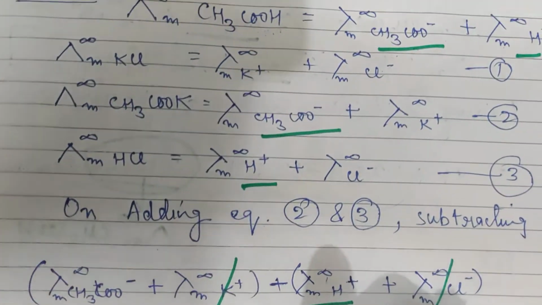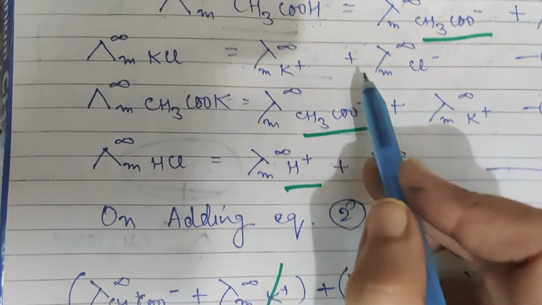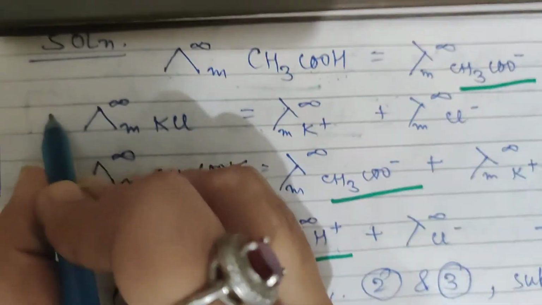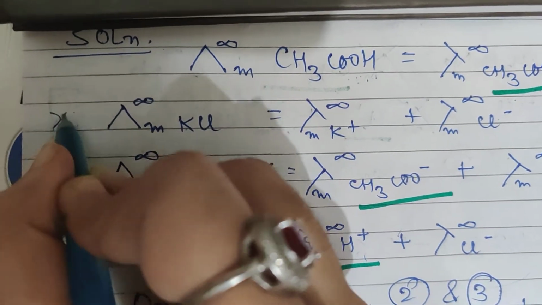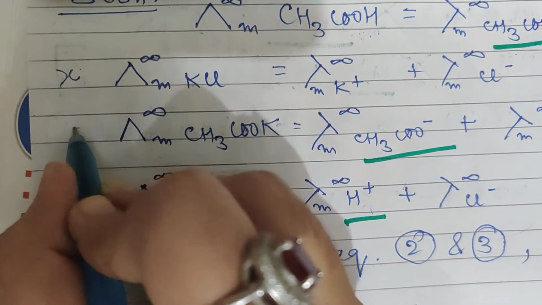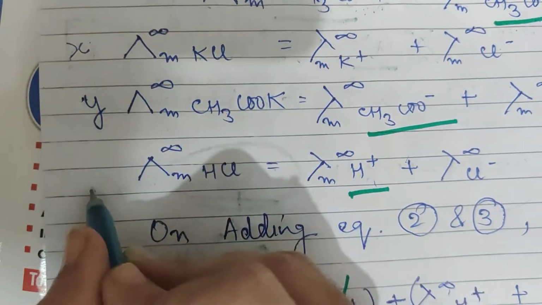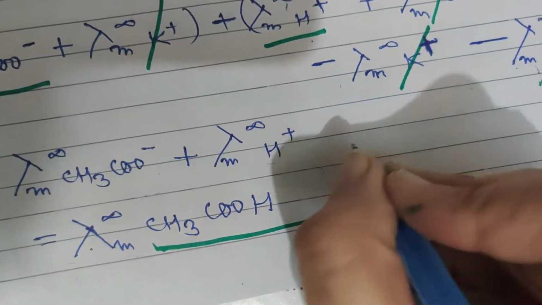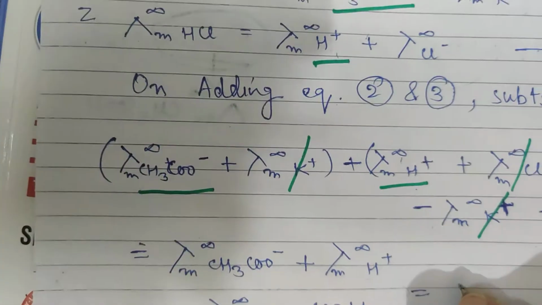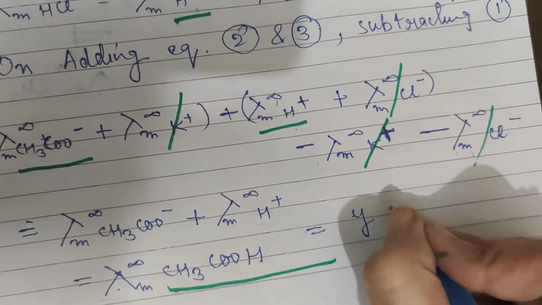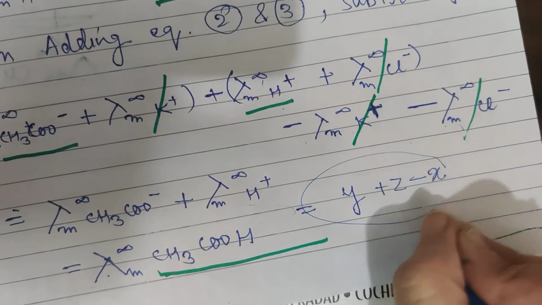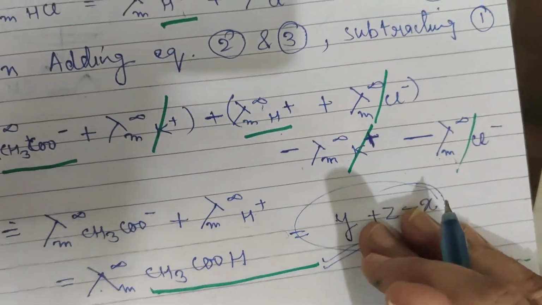So what you have to do, whatever value is given for these equations, suppose for this equation the value given is x, and for this equation the value given is some y, and for this equation the value given is z. So what will you get in the final stage? You will get the equation as y plus z minus x, and on evaluating this you will reach to the final answer.